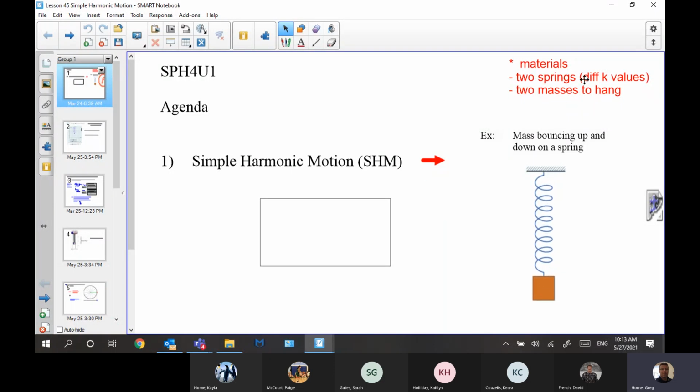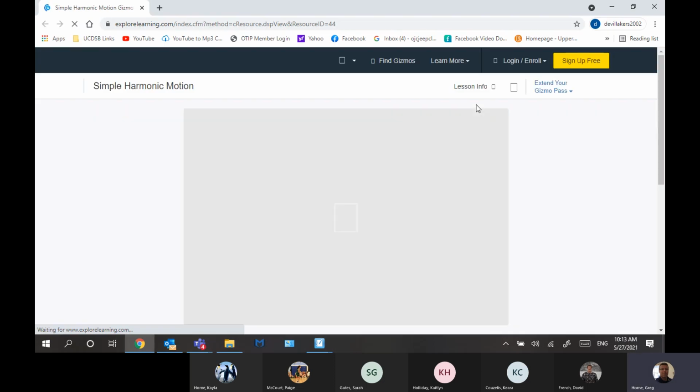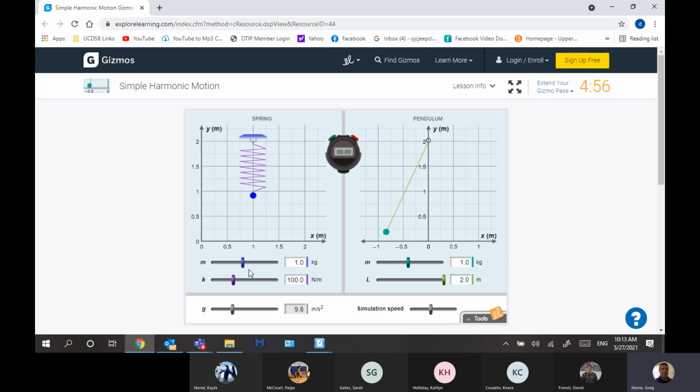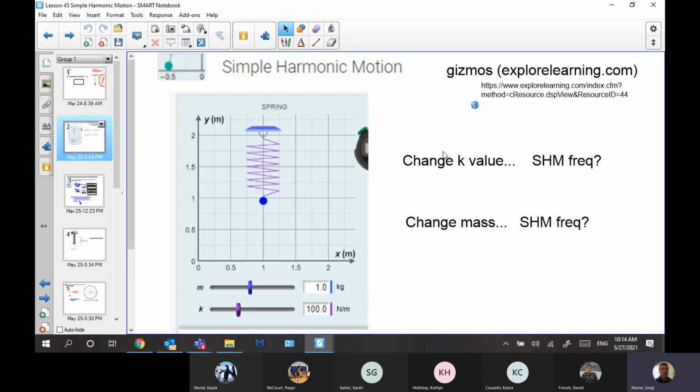So in class, I would have had two different springs, two different stiffnesses of springs, and then two different masses to hang on the spring. We can accomplish the same thing with this little gizmo applet. It's free for 5 minutes, and then you have to log in afterwards, but we'll have time to play around with it. So the idea I would want you to look at is: if you change the k value, how does that change the frequency of the simple harmonic motion? And if you change the mass, how does that change the frequency?